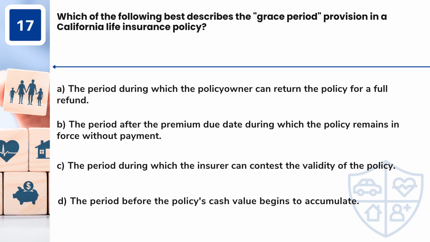Question 17. Which of the following best describes the grace period provision in a California life insurance policy? A. The period during which the policy owner can return the policy for a full refund. B. The period after the premium due date during which the policy remains in force without payment. C. The period during which the insurer can contest the validity of the policy. D. The period before the policy's cash value begins to accumulate.